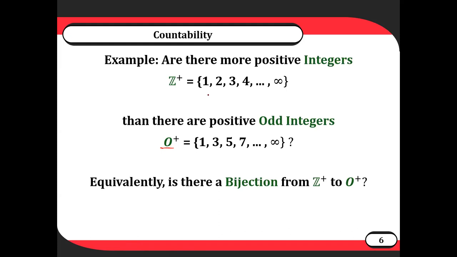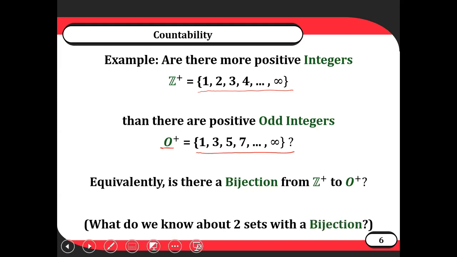Now it seems like if I look at Z, if I look at the positive integers and I count 1, 2, 3, 4, it just seems like I've removed all the even elements here. So you might think that the set of odd integers has fewer items than the set of positive integers. But in order to establish it, either prove it or disprove it, we have to prove or disprove that there's a bijection. So if there is a bijection, obviously they have the same cardinality, and if not, then they don't.